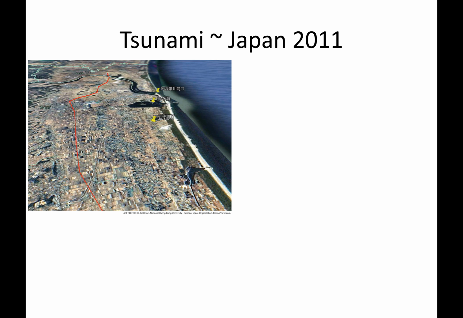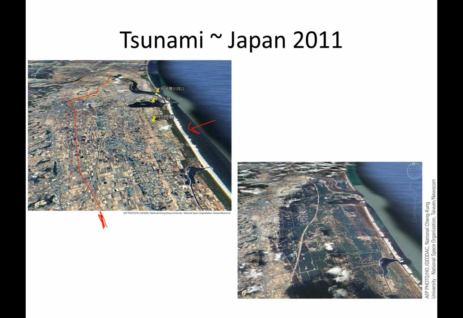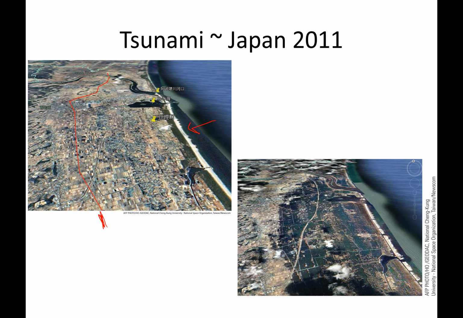This is a pair of before and after pictures of the tsunami that hit Japan in 2011. This is the before, and this red line right here is how far the Pacific Ocean is going to come up. This was the tsunami that you might remember compromised the Japanese nuclear power plants. And this was the after. Just amazingly devastating.